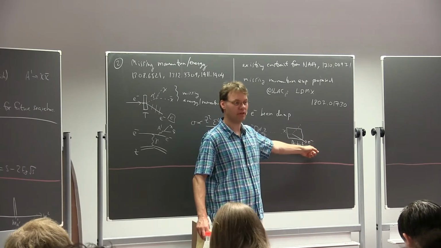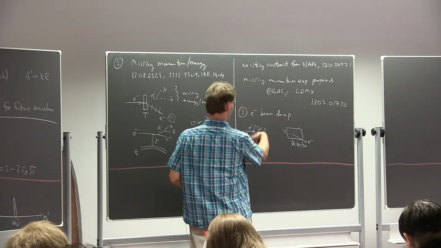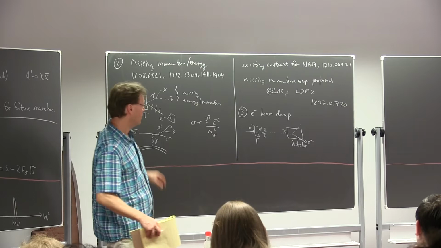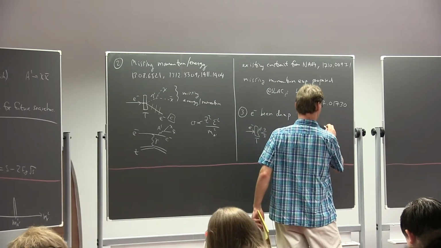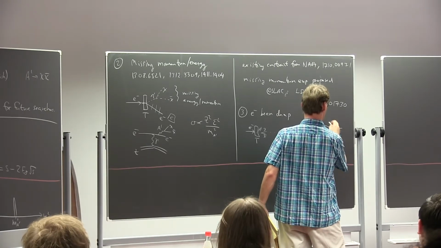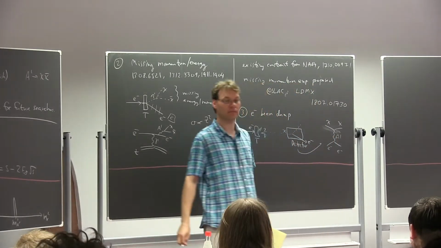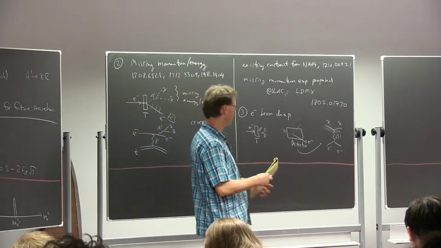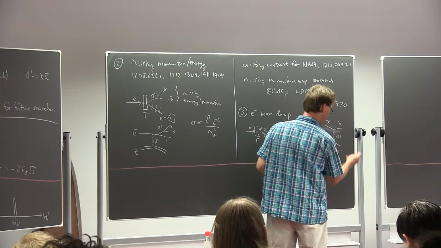Okay, so that's a pretty distinctive signal as well. And so here, on the left side, you're using the same production as I've shown here. But on the right side, what you're doing is using the scattering diagram here, where the dark photon mediates interactions with the electron and gives this electron a big kick.